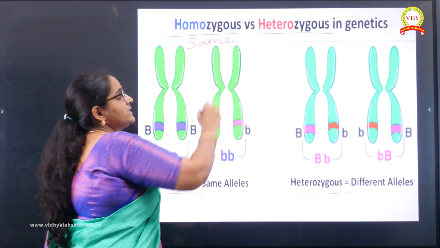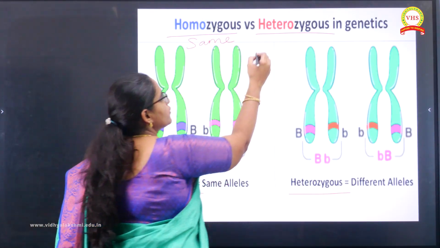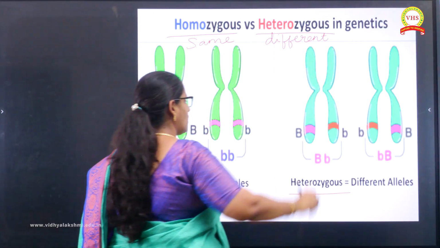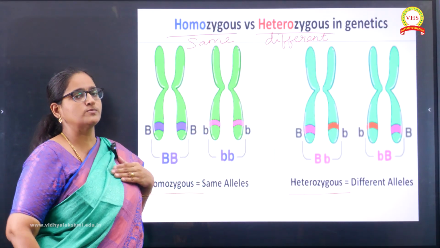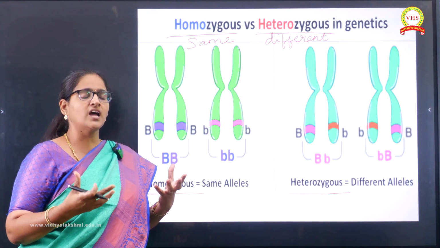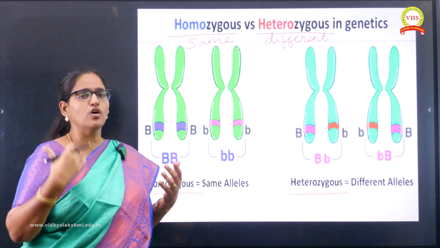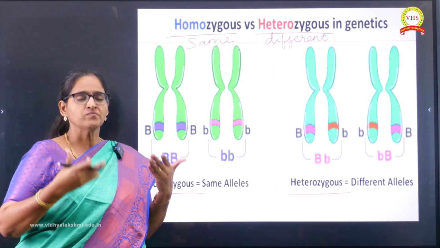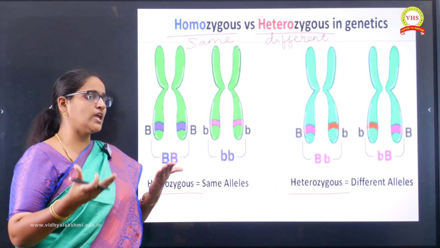The term homo means same, and the term hetero means different. These alleles are present on the structure of the chromosomes. Chromosomes are called the gene carriers. They are the substances which carry the gene from the parent to the offspring. So if chromosomes are carrying genes, obviously the alleles are present on the surface of the chromosome.